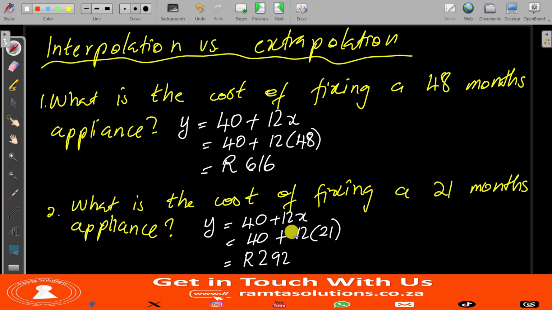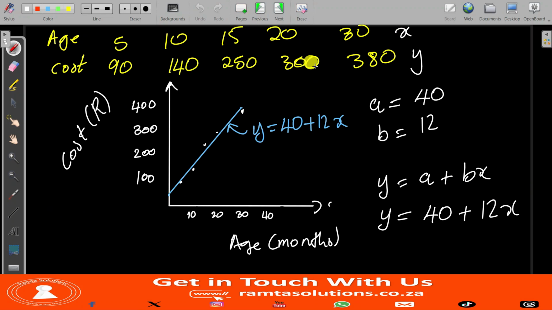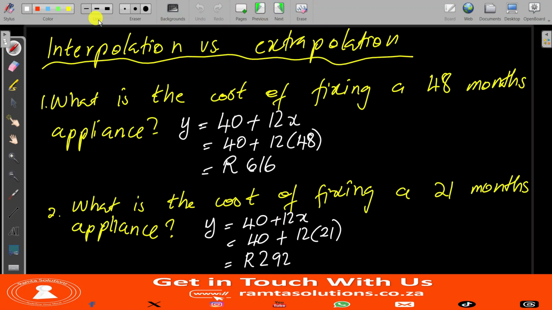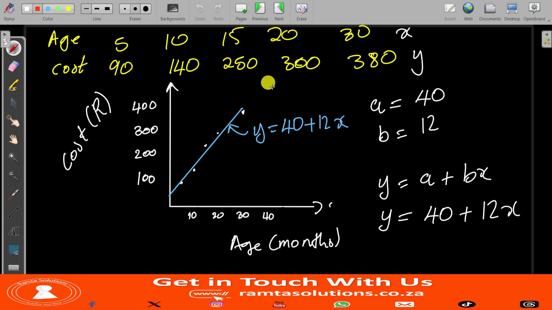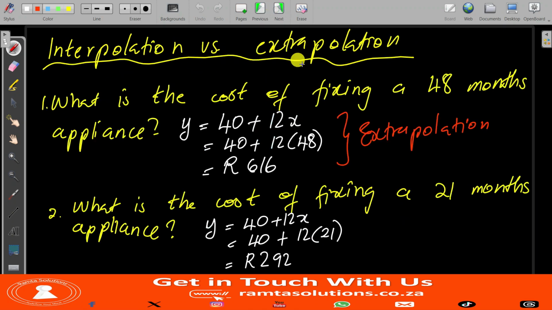Now, interpolation and extrapolation. Look at our data. We didn't have 48 months. This is extrapolation. Did we have 21 months? Was it included somehow? Yes, it is within the range. So this is interpolation. Okay? This is interpolation.